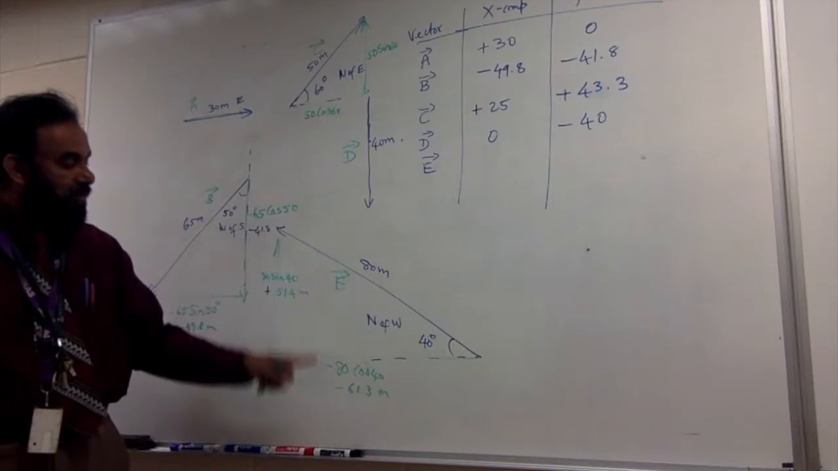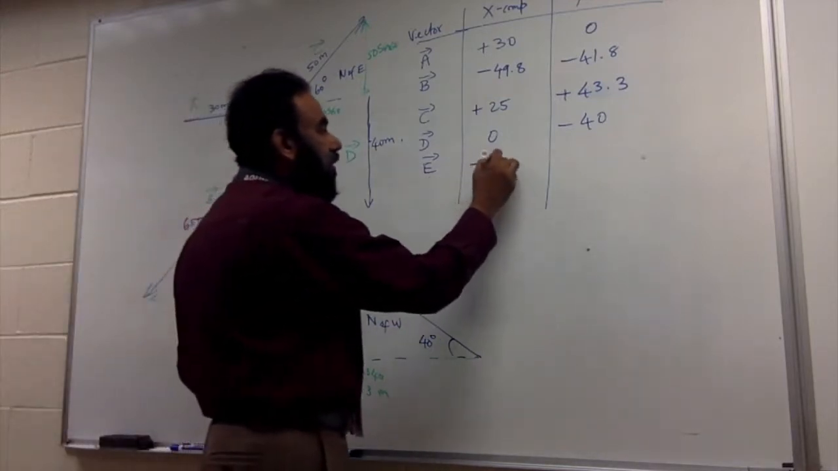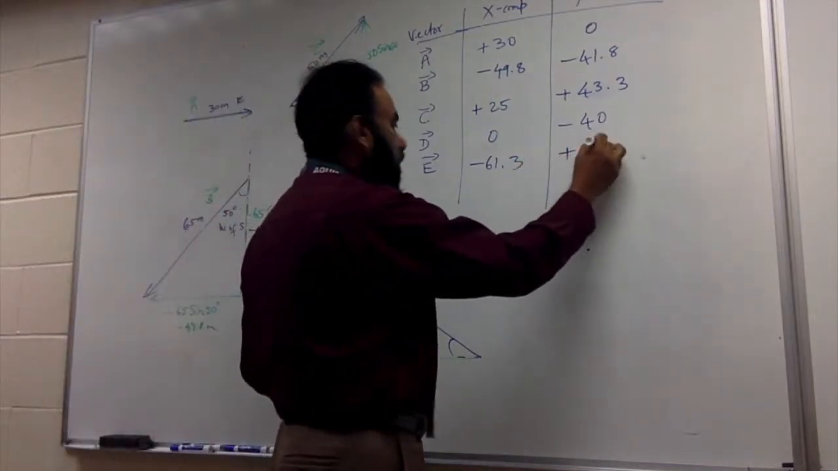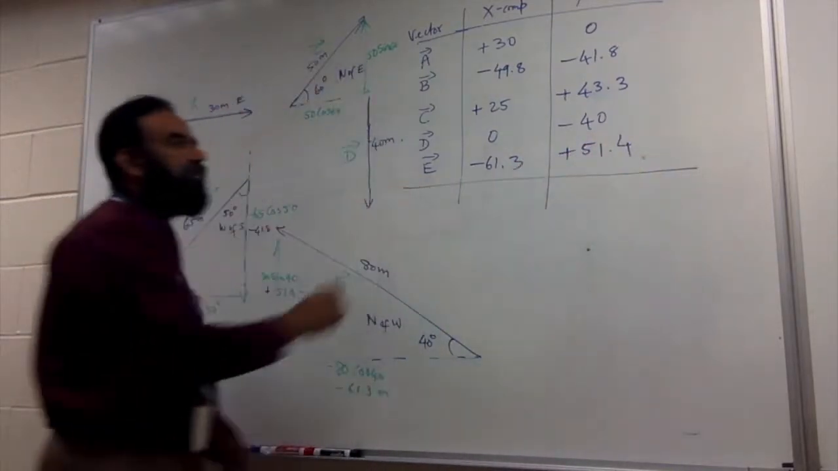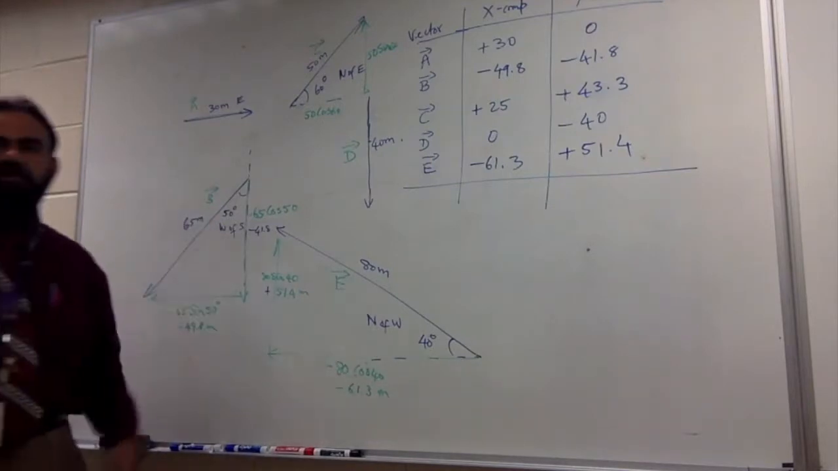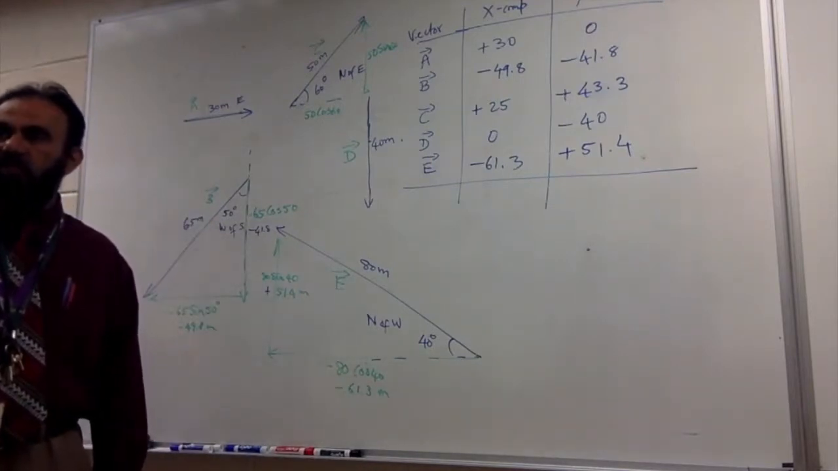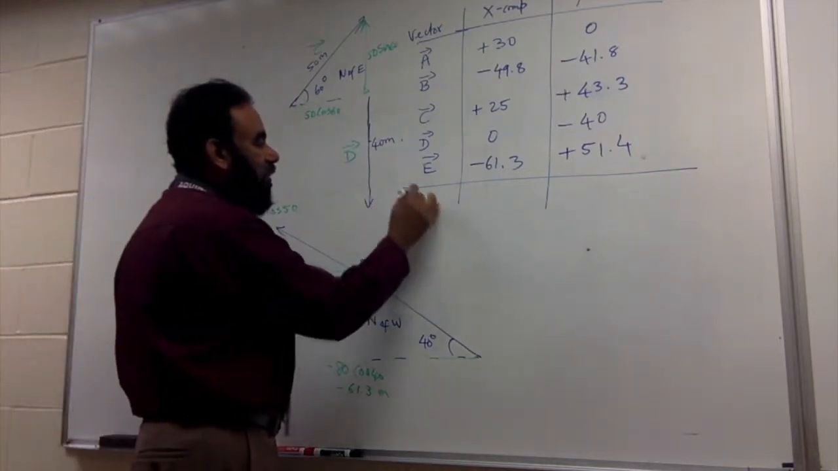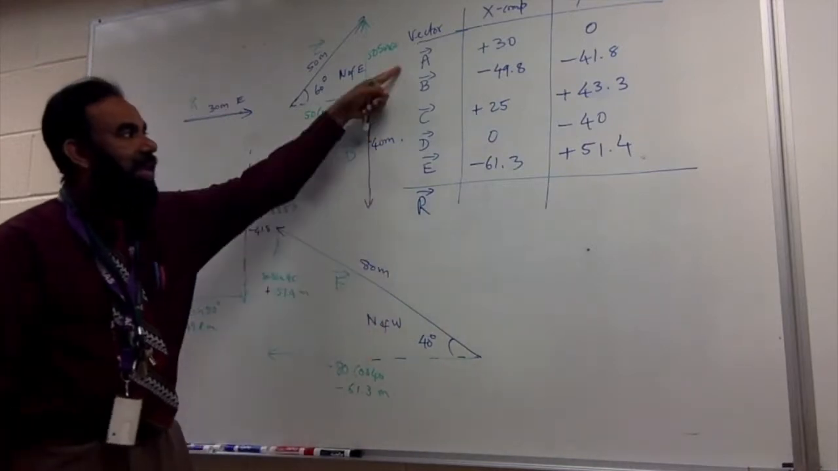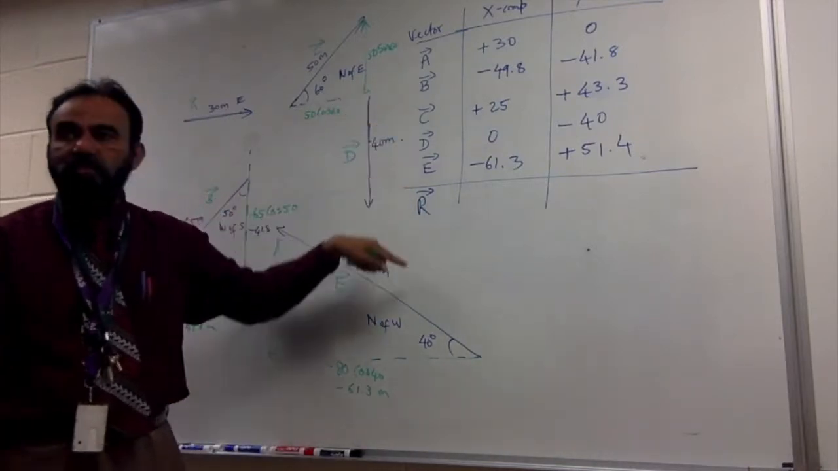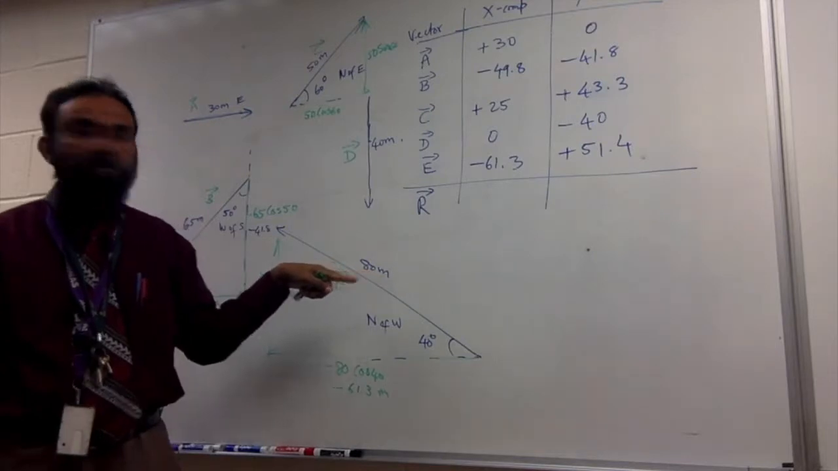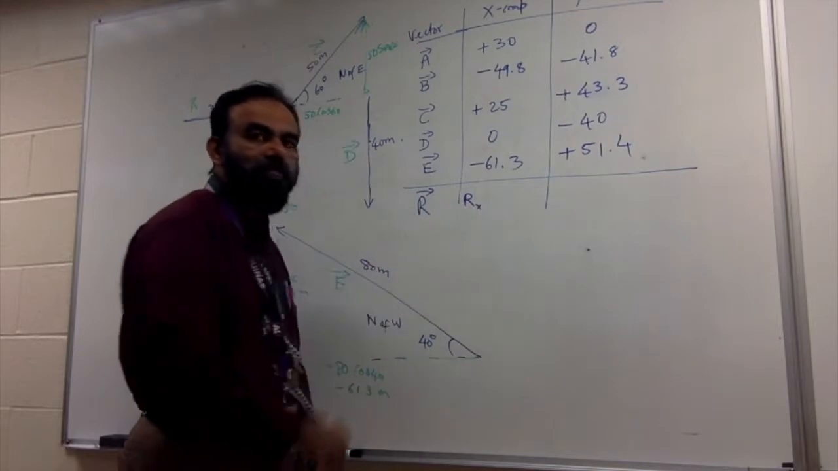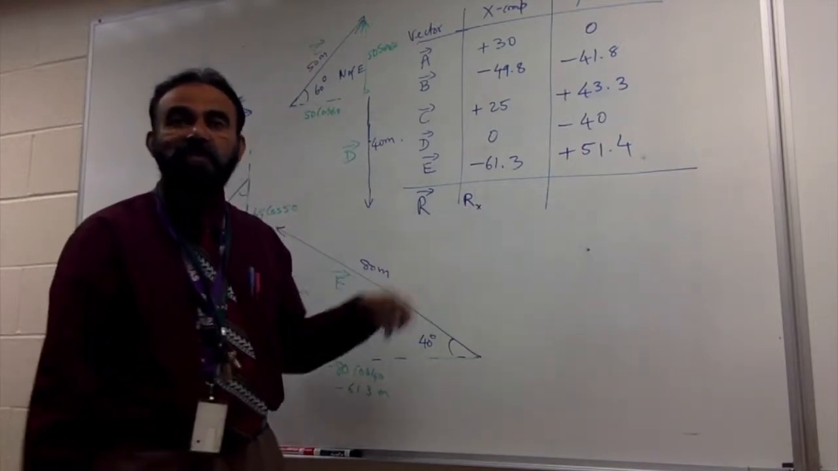All right, what is the x component of E? Minus. And what's the y component of E? Plus 51.4. That's the simplest job that you've done so far. Just splitting each one and then writing in the proper columns. After that, you want to find out the resultant. How do you get the resultant? A plus B plus C plus D plus E is supposed to give you R, right? And so when you add all this, you're supposed to get the resultant's x component.